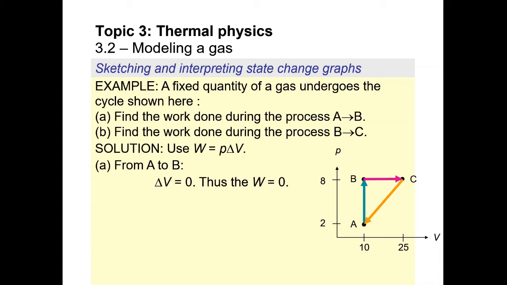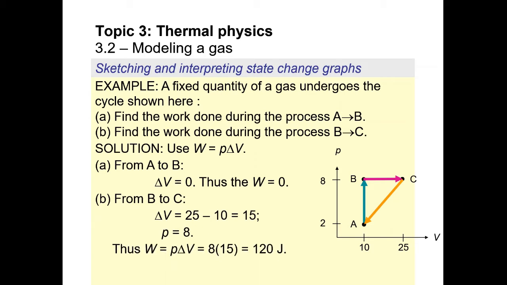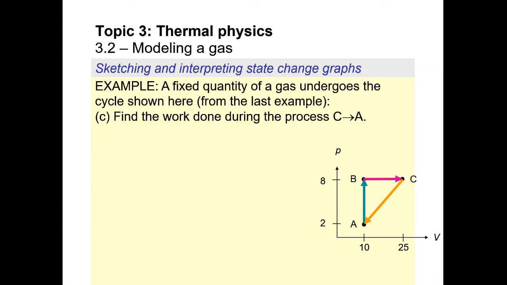From B to C, final volume is 25. Initial value is 10. So change in volume is 15. And we know the pressure, which is 8. And we utilize the work done formula. Work done equals pressure 8, change in volume 15, that is 120 joule, a positive value, as it is expanding.